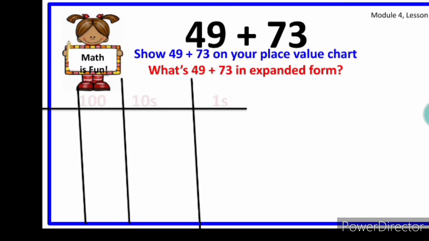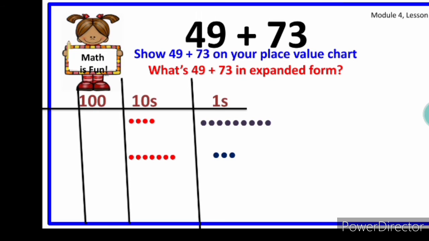We have hundreds, tens and ones. Now we're going to represent 4 tens and 9 ones and 7 tens and 3 ones on our place value chart. Let's go. 4 tens, 9 ones, 7 tens and 3 ones. Now, if we take a look at the ones part and add them together, we have 1, 2, 3, 4, 5, 6, 7, 8, 9, 10, 11, 12. We have 12 in the ones part. And remember what I said previously, that if it is more than a 10, you bundle.